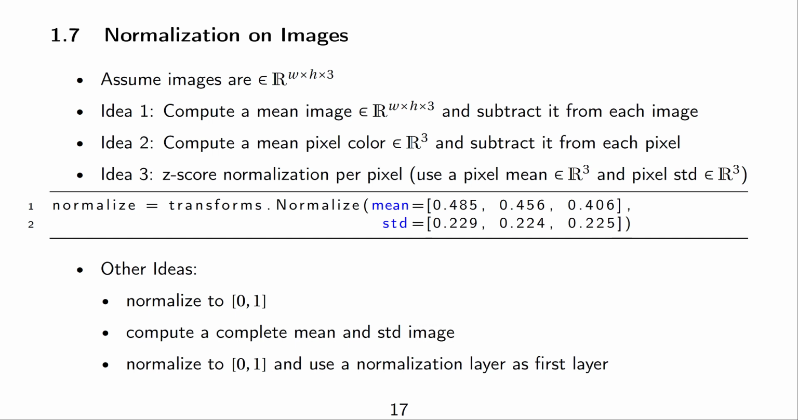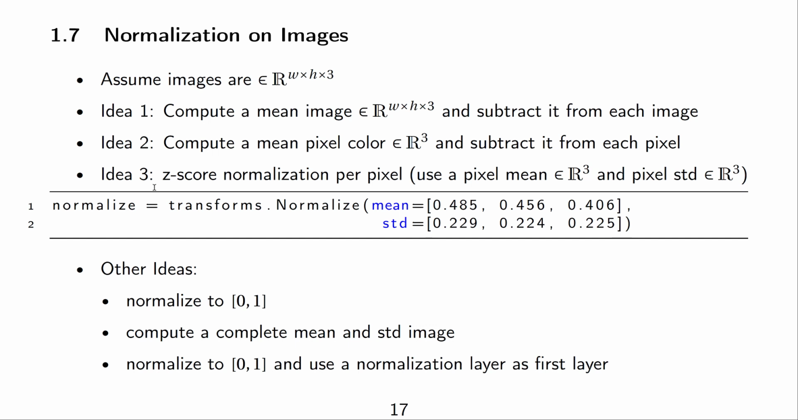But still, basically everything is possible. You could also normalize to 0, 1. You could compute the complete mean and standard deviation image and normalize using that. Or you could think about normalizing maybe to 0, 1 and introduce a trainable normalization layer as the first layer of your network. So for now, let's just say you use something like this, the idea 3. That's maybe what I would start with. Other crazy things, you can go and experiment with.